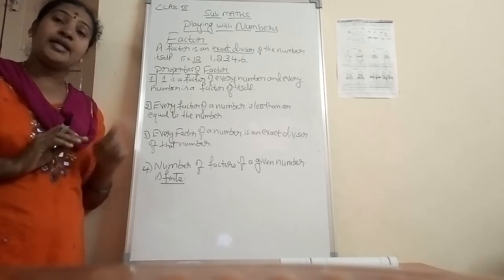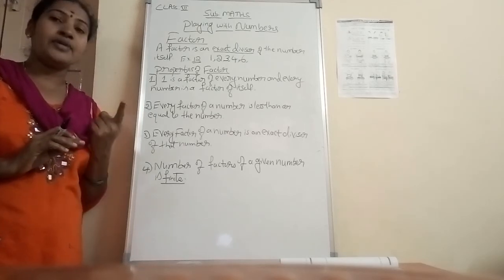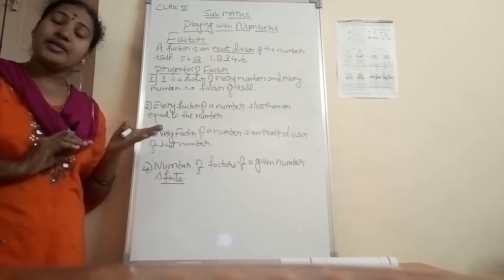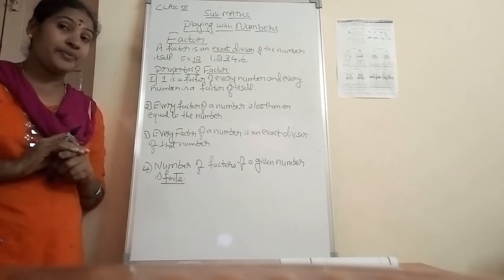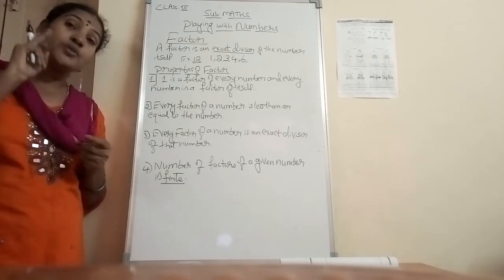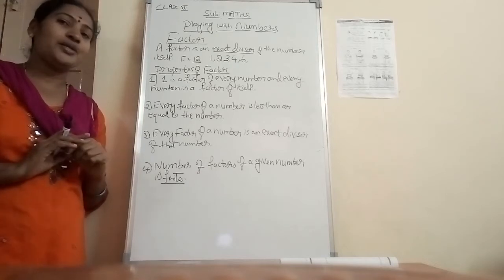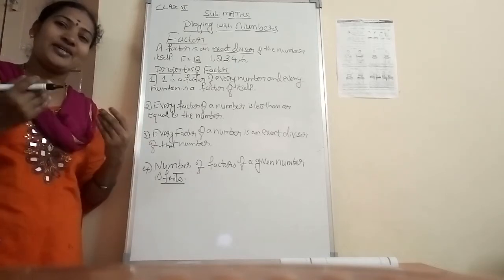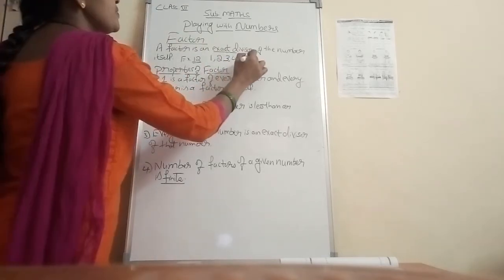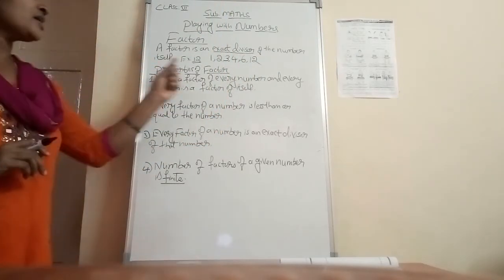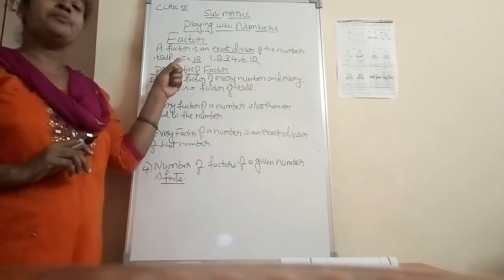What about 10? 10 ones are 10, 10 twos are 20. Therefore 12 is not divisible by 10. What about 11? 11 ones are 11, 11 twos are 22. Therefore it is not divisible by 11. What about 12? Yes, naturally 12 ones are 12. So 12 is divisible by 12. Understood, children? So these are all the factors of the number 12.